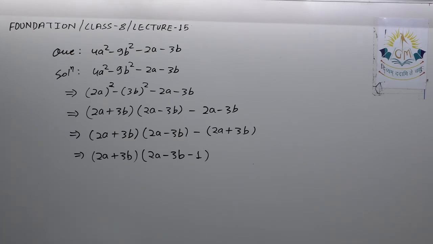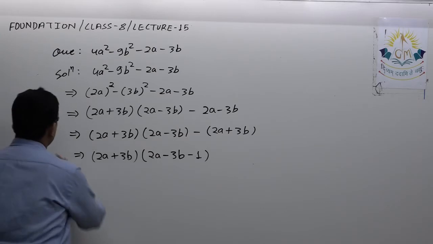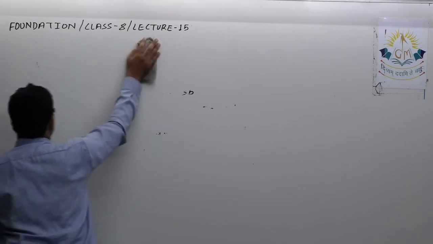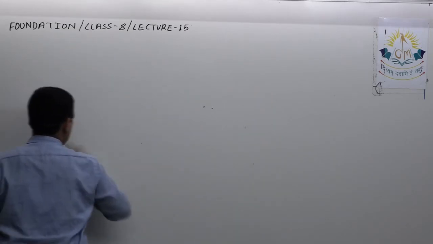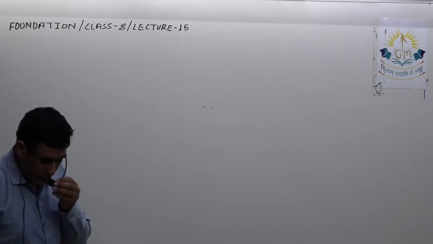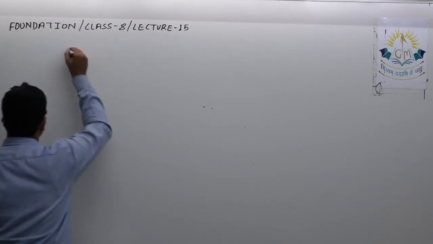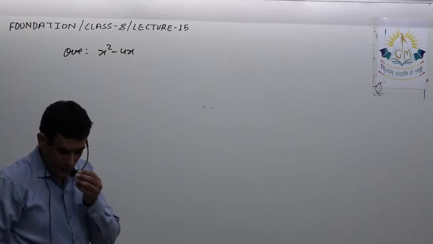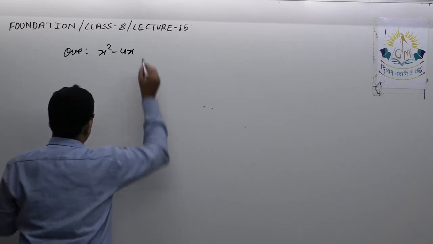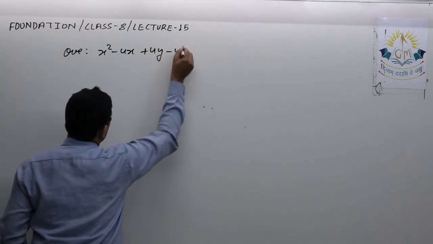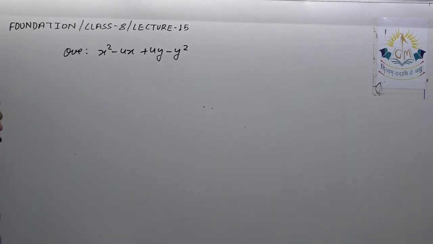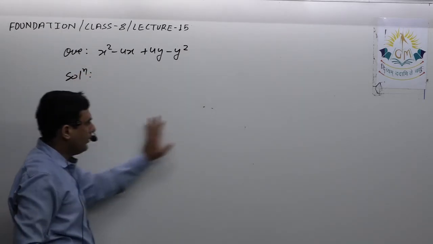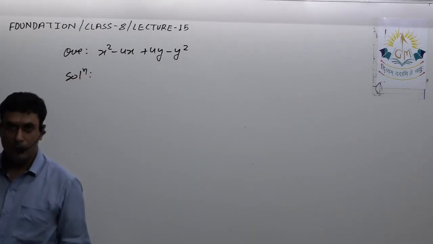Now let us see the next question. Next question is x square minus 4x plus 4y minus y square. Now let us see how to solve this. Do one thing. Think for a while how you will proceed, then I will give you its solution.